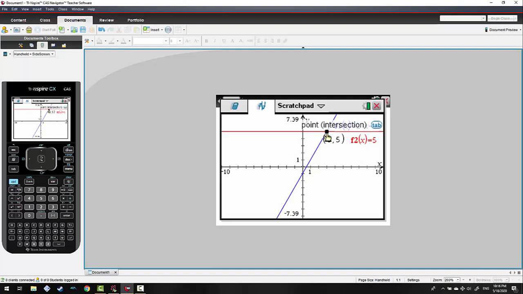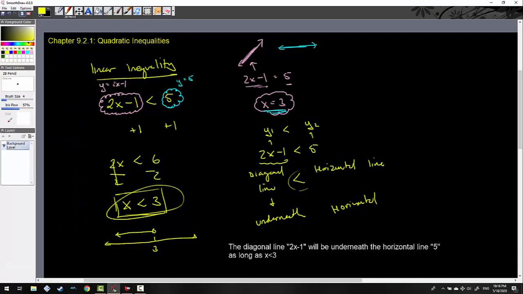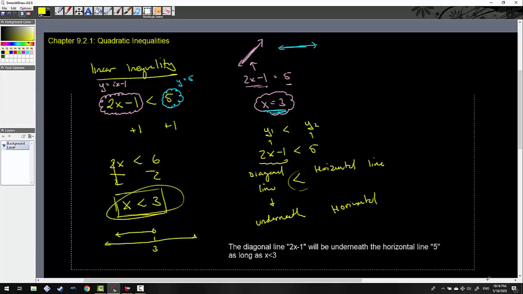If I move a smidge left of the 3, notice how the blue is underneath the red. If I move way to the left, the more left I move on the blue, the more down I have to move on the blue, because I'm traveling on the line. As long as I'm traveling to the left on the line, I will be going down the line, which makes it below the red line. So in all purposes, the inequality is saying the diagonal will be below the horizontal for all values of x that are smaller than 3. I'm hoping that makes sense to you. If not, I am always available for questions.